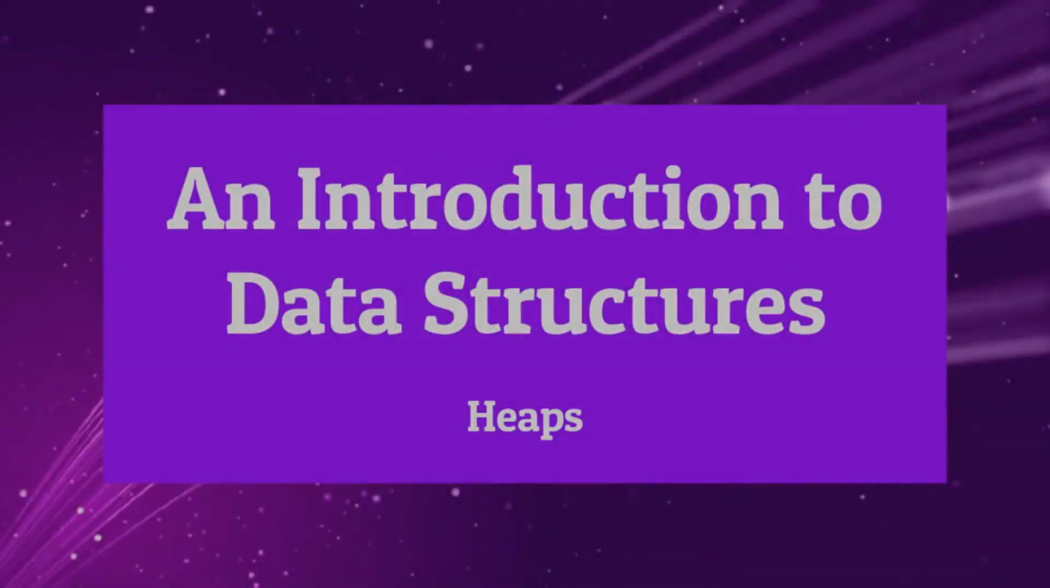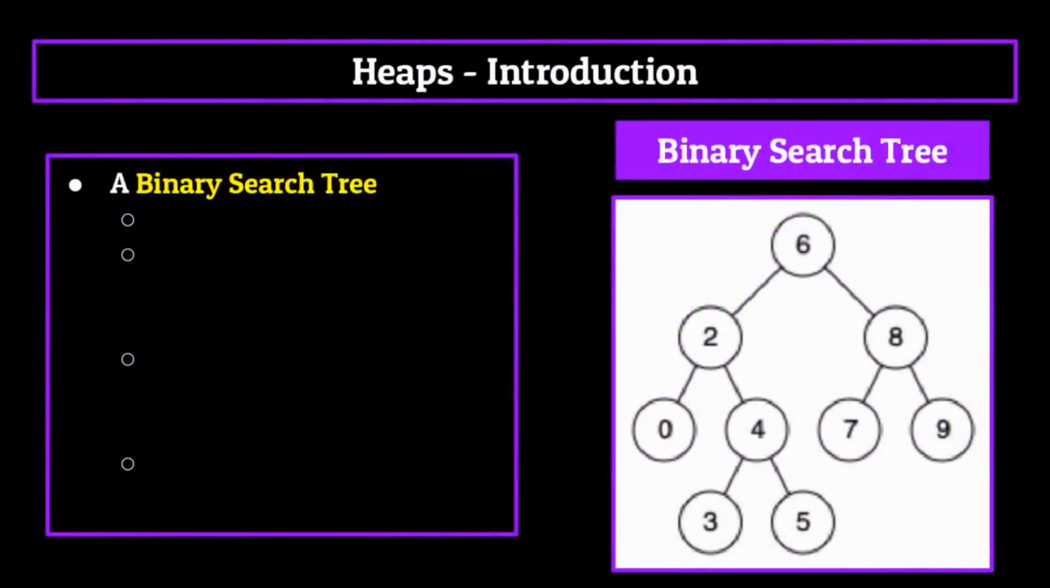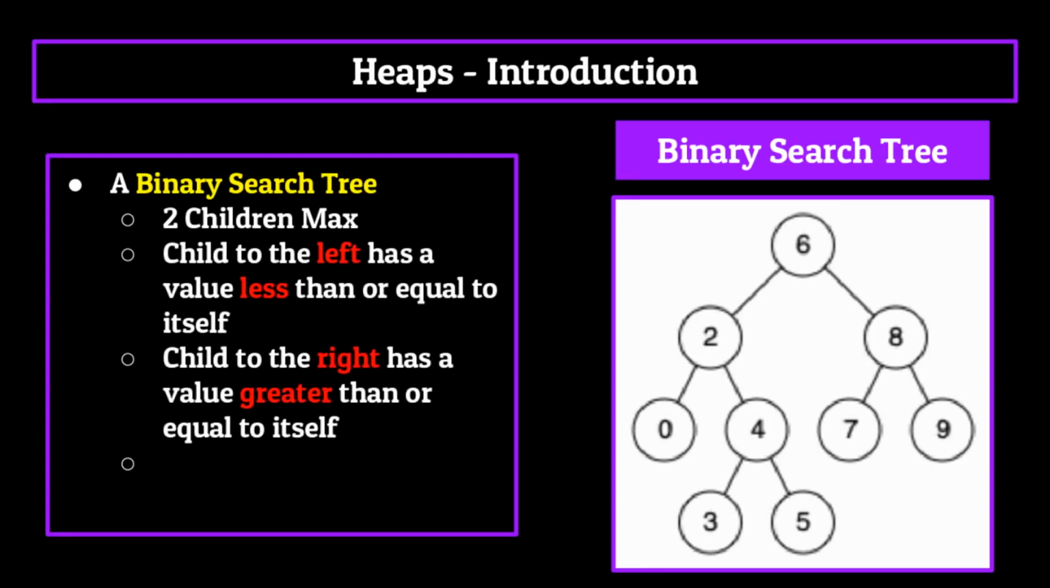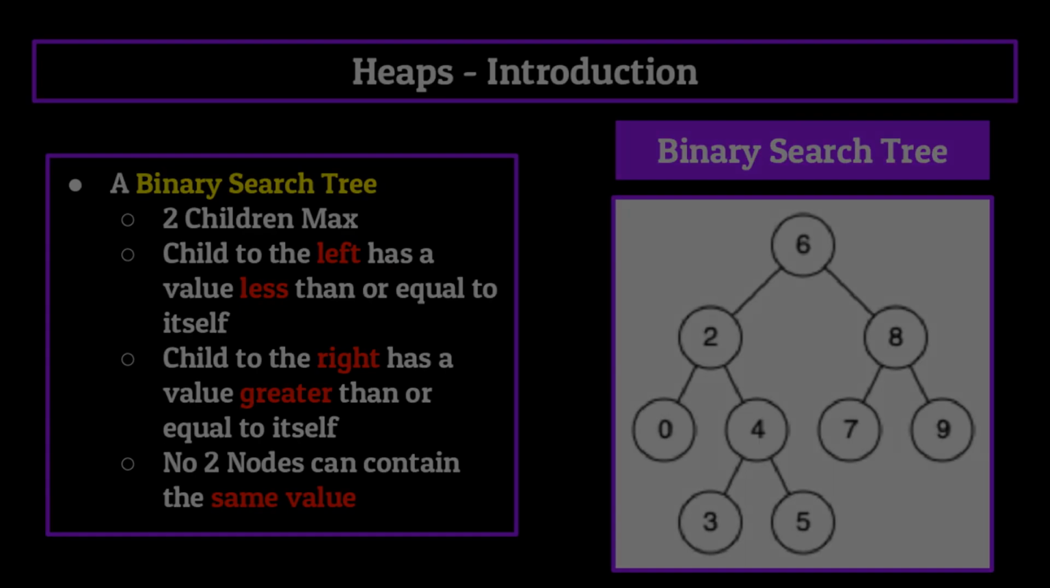Now back in our segment on trees, we talked about the binary search tree, a special type of tree which has a few properties. Each node can only have 2 children, the child to the left must have a value less than the parent node, and the child to the right must have a value greater than the parent node. And also, no 2 nodes could contain the same value. Well, a heap is sort of like this, but a little bit different.